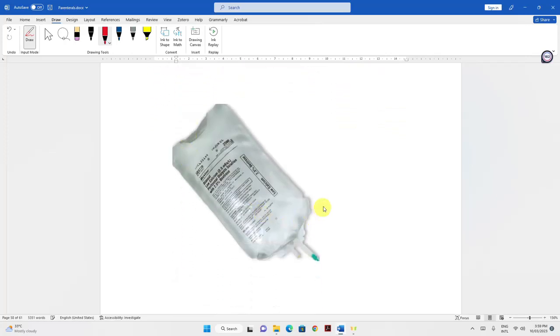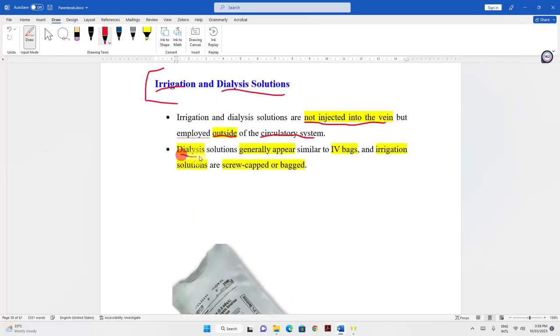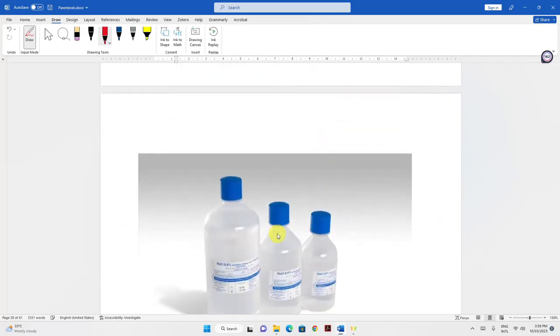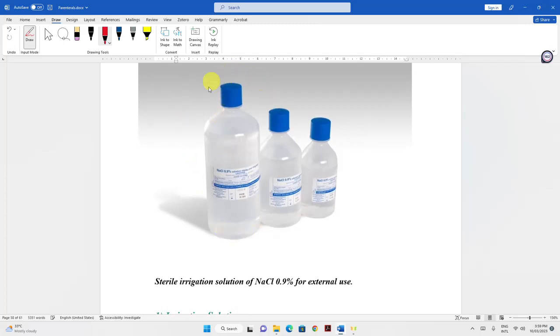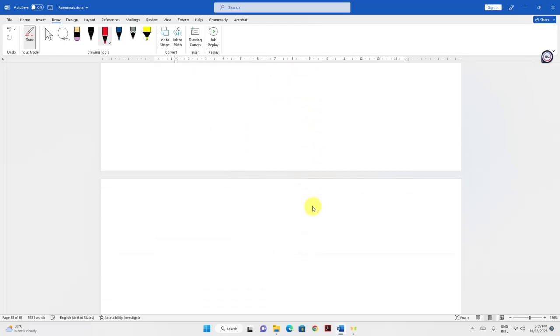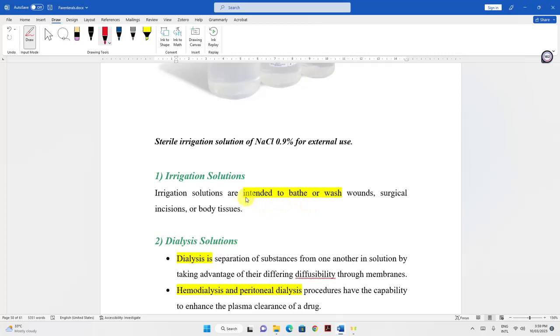Dialysis solutions are usually infusion bags like what you see here. These are for dialysis. But irrigation solutions are usually either infusion bags or top screw capped bottles like this, or they may be like this if they are for irrigation. Irrigation means washing: washing wounds, bathing organs, surgical washing, surgical incisions, and body tissues.